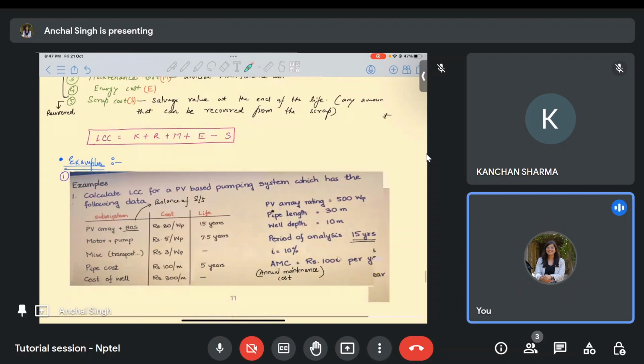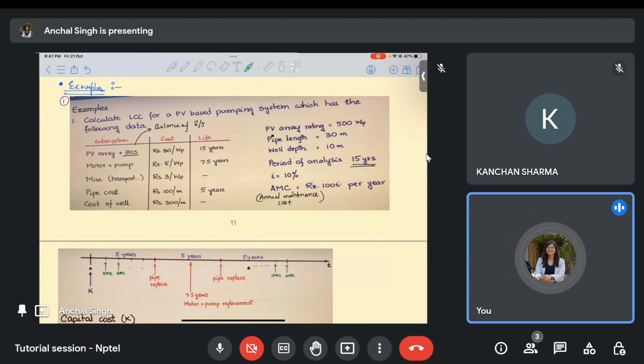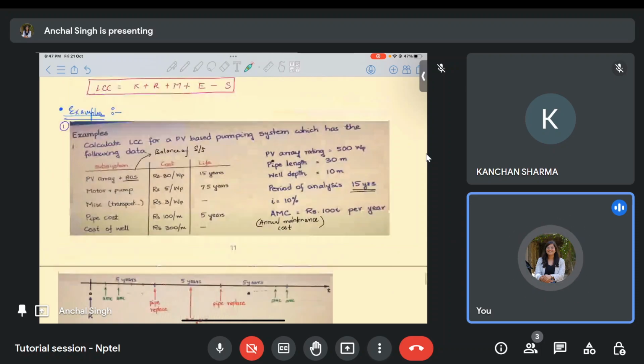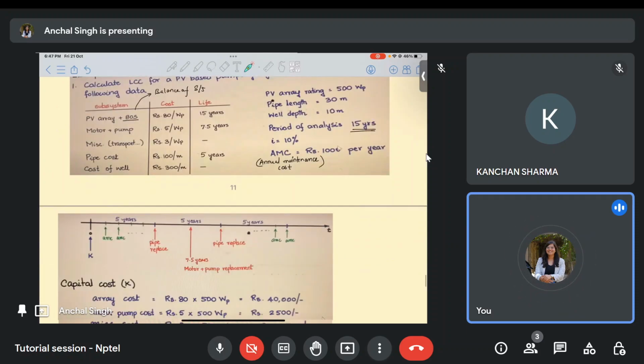Okay. So in order to look at the examples, sir has covered a lot of beautiful examples. So I'm just taking one that sir has given. We have been asked to calculate the life cycle costing for a PV based pumping system, which has the following data. The cost of PV array plus balancer system, motor plus pump system, miscellaneous transport cost, pipe cost, and the cost of well. All these things are given. Now, all these things have different lives.